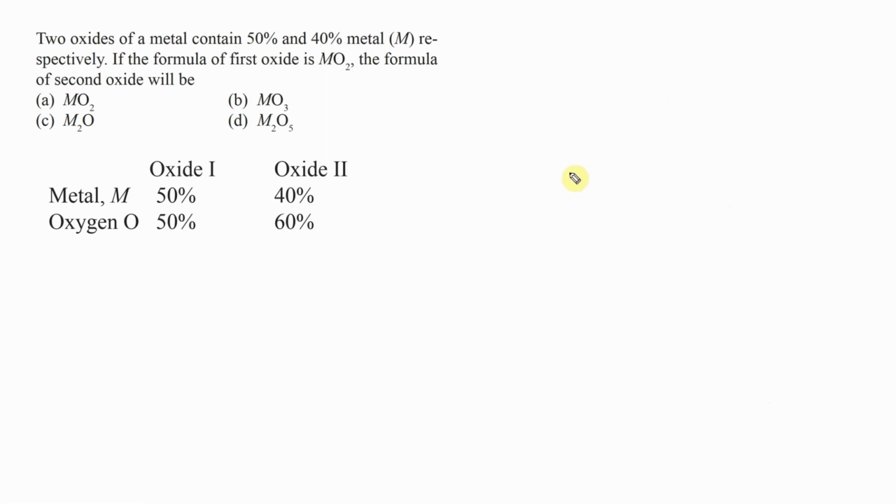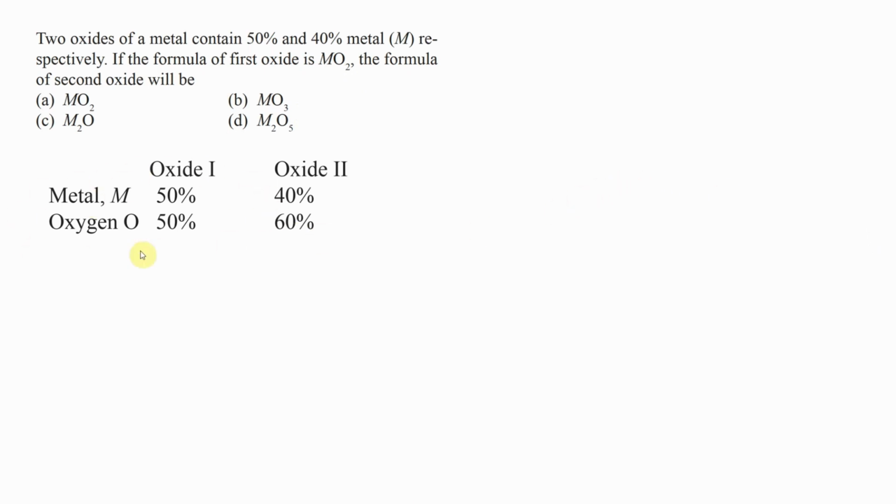This is the little tricky one. 2 oxides of metal combining 50% and 40% of metal respectively. If the molecular formula of the first oxide is MO2, what is the molecular formula of the second oxide? There are multiple ways to solve it. You can use logic and get the answer quickly, or you can do it systematically.